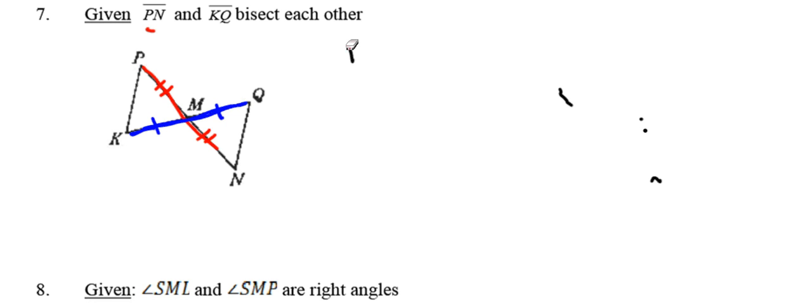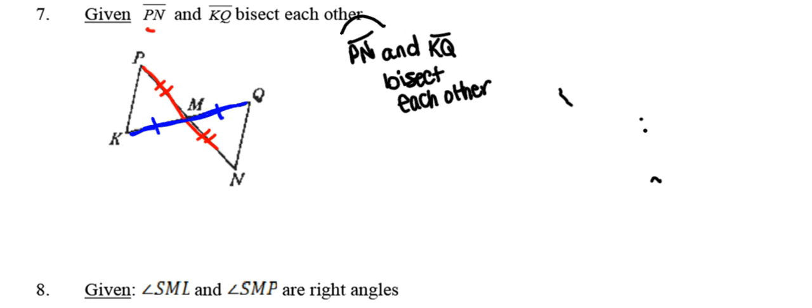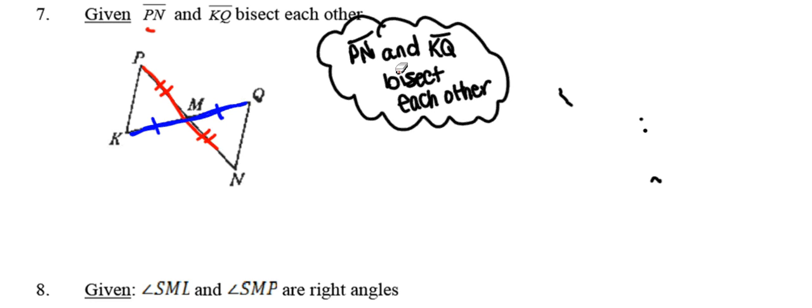I'm going to go ahead and start out with that given. Line segment PN and line segment KQ bisect each other. I know that's a true statement because it's given to us to be a true statement. So my reason there is given. And because those guys bisect each other, some other true statements I know: line segment KM is congruent to that of MQ.